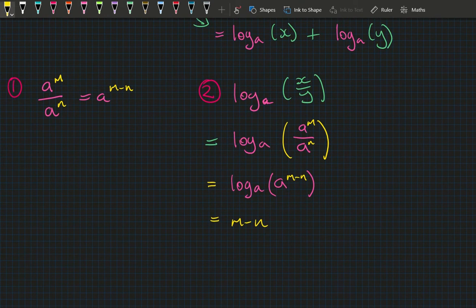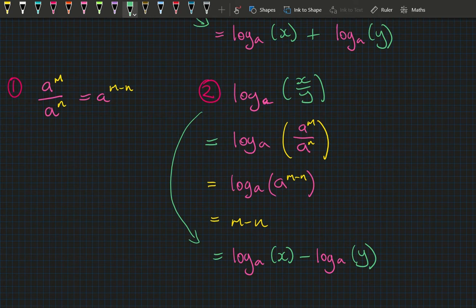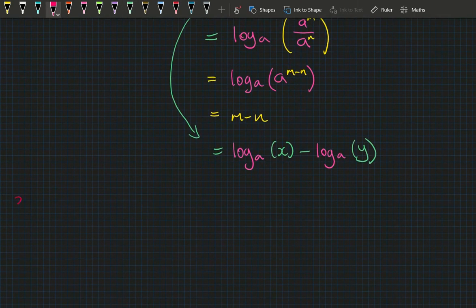And because we've defined m and n to be log base a of x and log base a of y respectively, we've now got log base a of x minus log base a of y. And of course, because we've got all equations here, that means that log base a of x minus log base a of y is equal to log base a of x divided by y. All right, next we've got index law 3, which says if I've got a to the m raised to the power of p, then I've got a to the m times p.